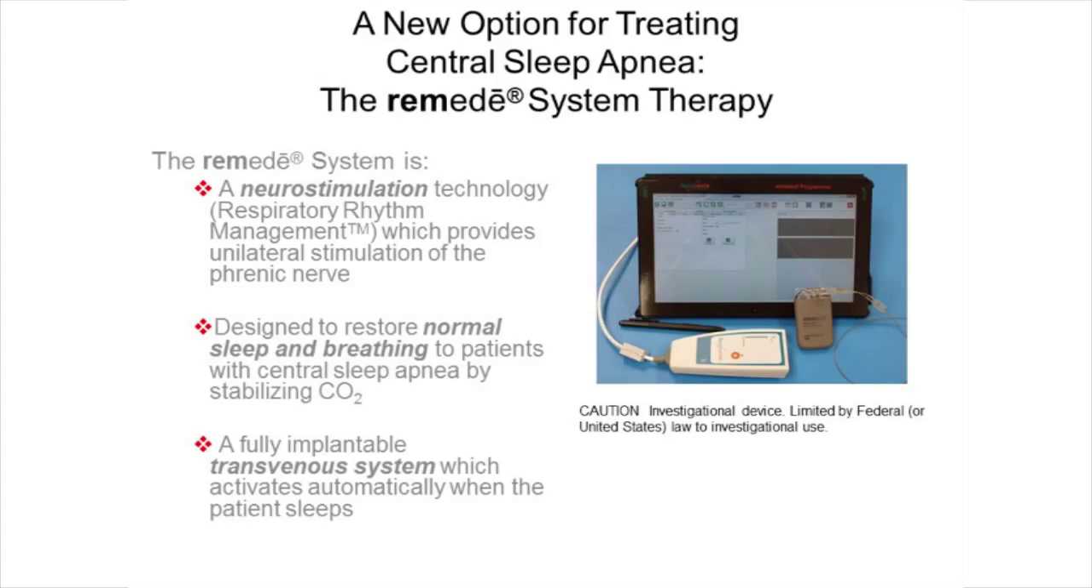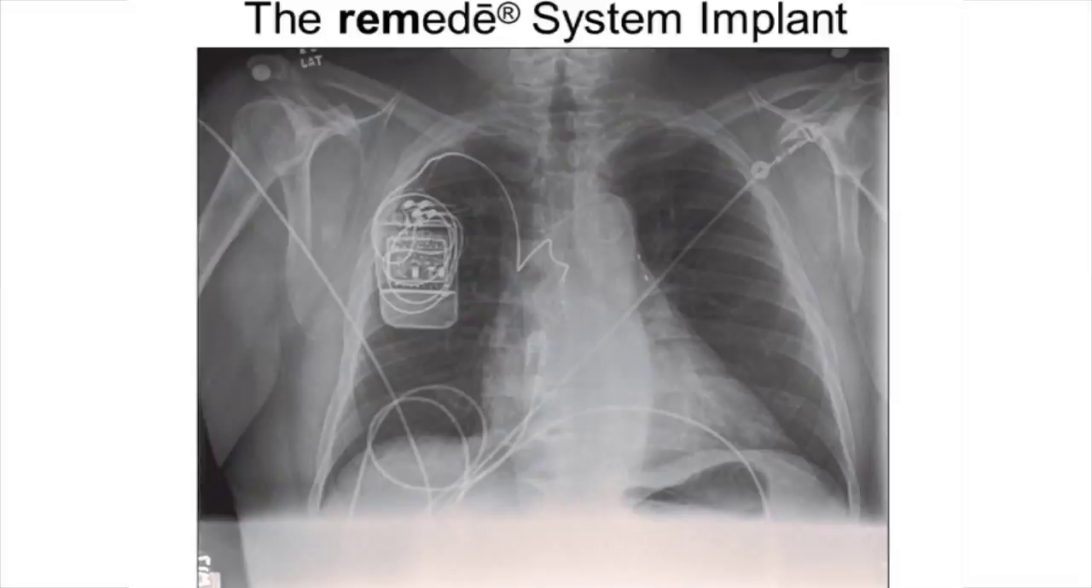The one that I'm especially interested in showing you is the stimulation of the phrenic nerve for the therapy of sleep apnea. And the thought behind this therapy is that neurostimulation provided unilaterally to the phrenic nerve restores normal sleep and breathing by stabilizing CO2, and is a fully implantable transvenous system which activates automatically when the patient sleeps. This is the device in place.